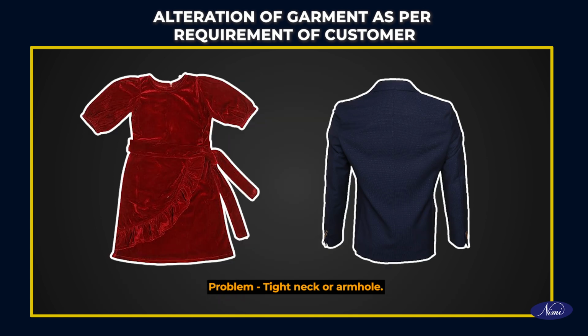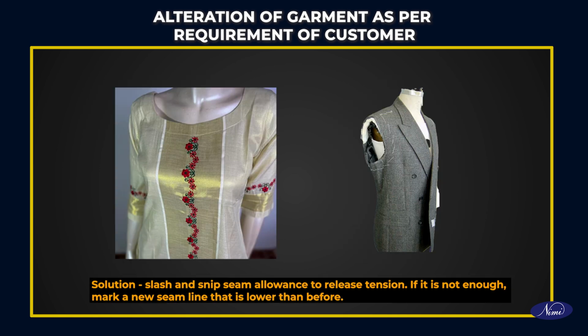Problem: tight neck or armhole. Solution: slash and snip the seam allowance to release tension. If it is not enough, mark a new seam line that is lower than before.